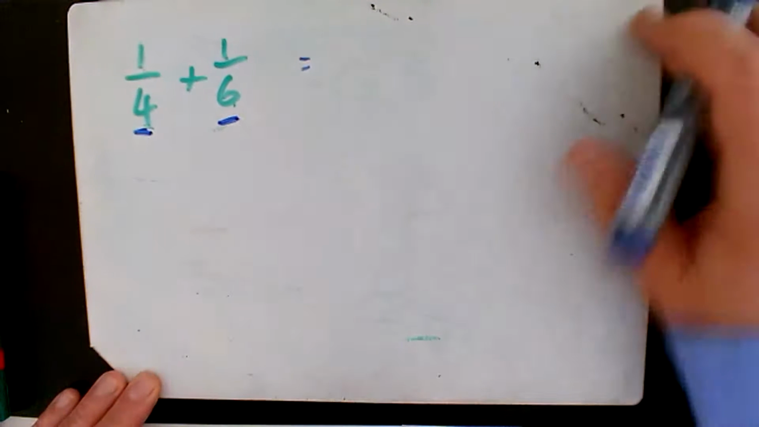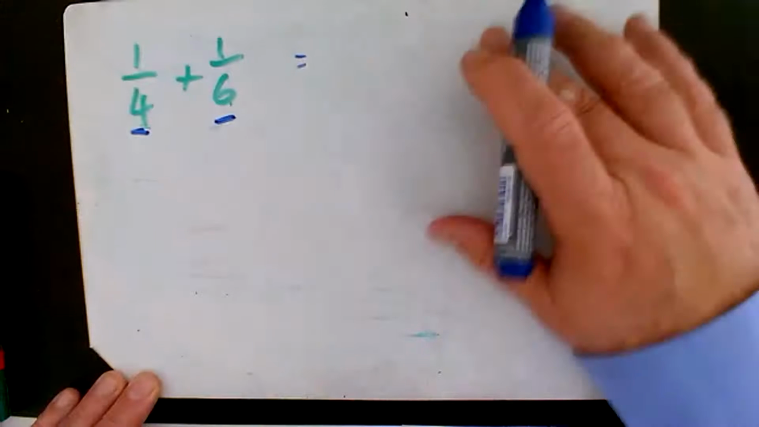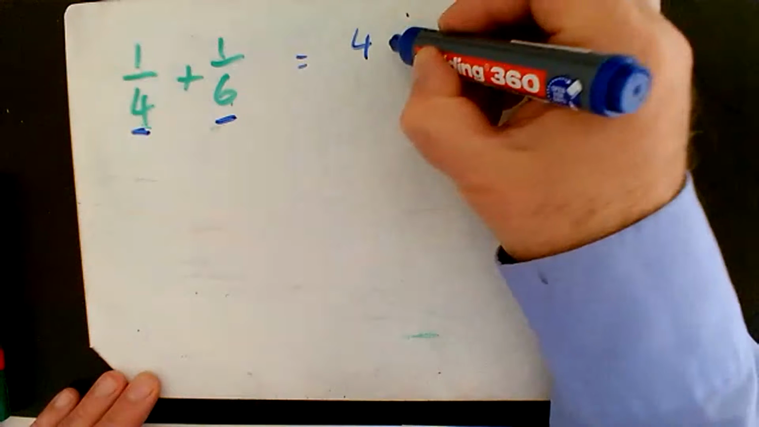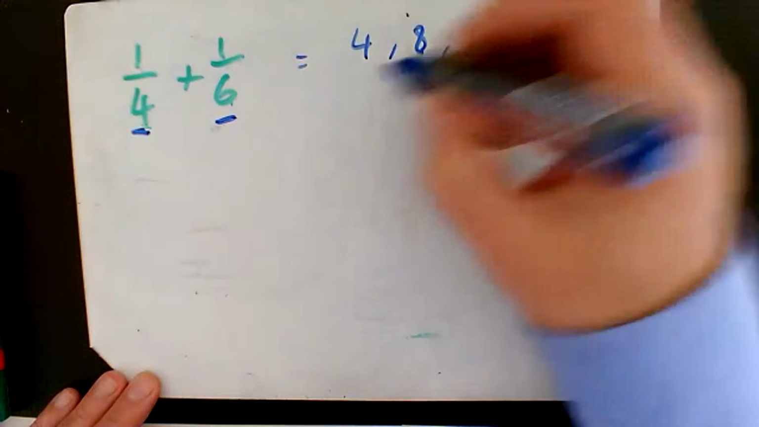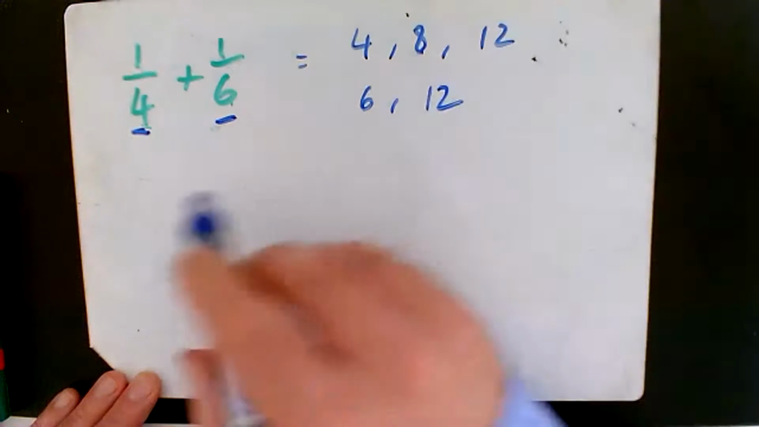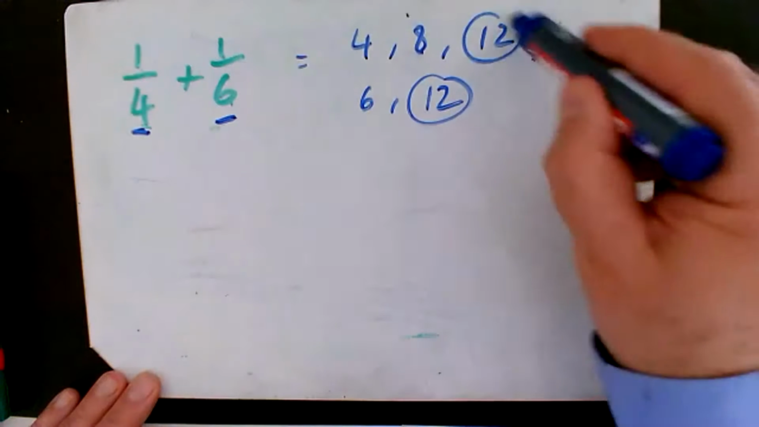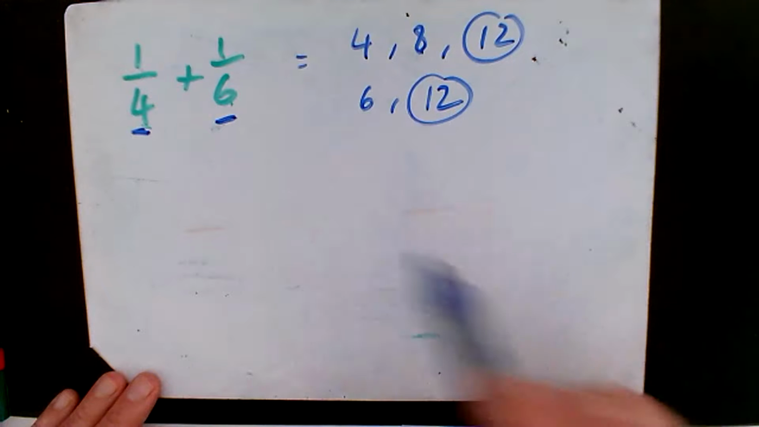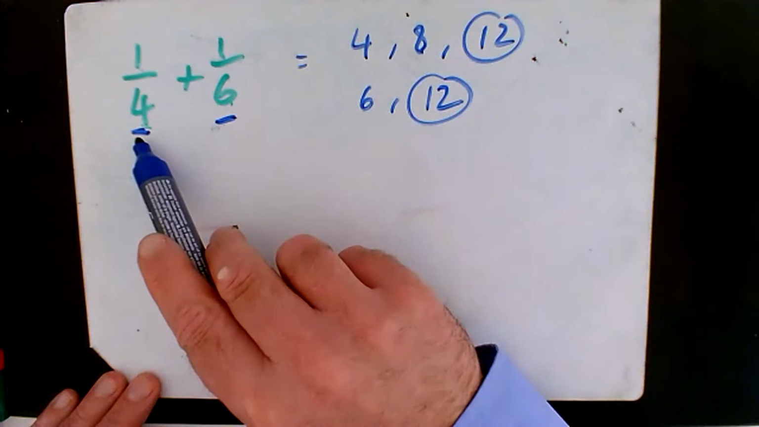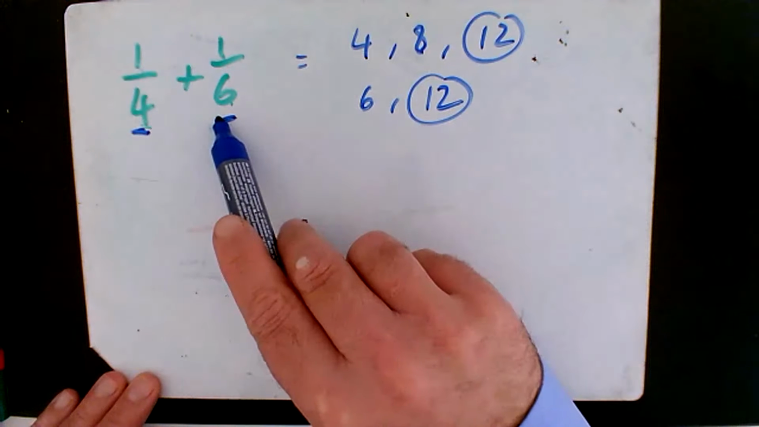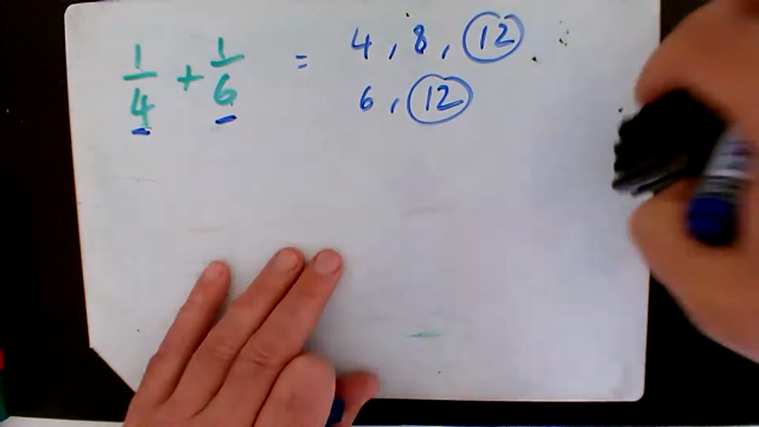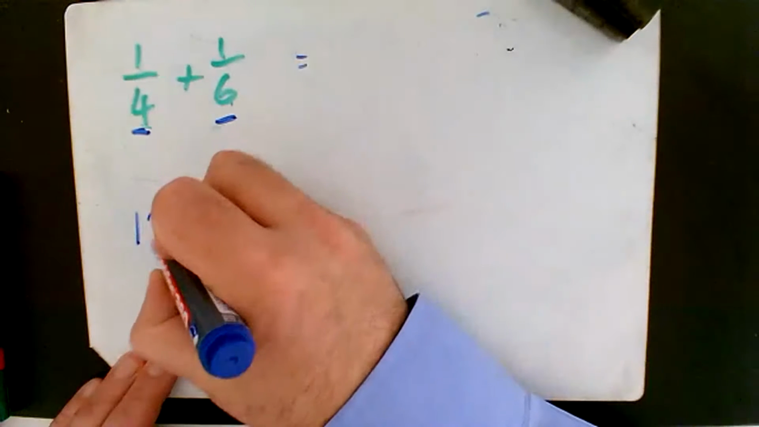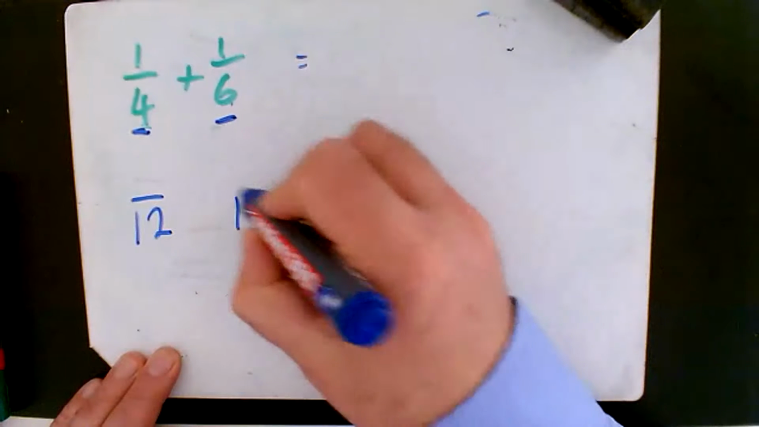So I find the lowest common multiple. If I go 4, 8, 12, and I go 6, 12. Now 12 is an answer in both of those times tables. So I know they both go into 12. 4, 8, 12, 6, 12. So I'm going to put them as equivalent fractions of 12ths.